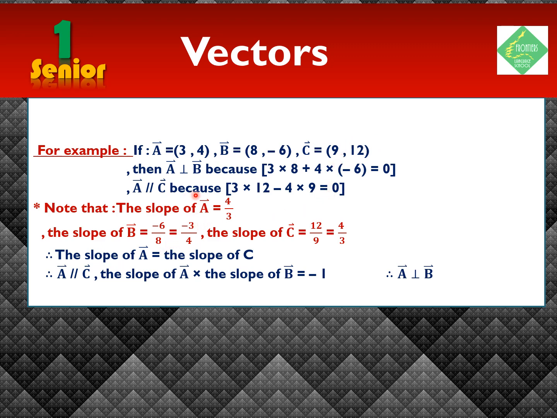Note, to get the slope, divide y by x. Slope of A equals 4 over 3. And the slope of B is negative 6 over 8, which is negative 3 over 4. And the slope of C is 12 over 9, which is 4 over 3. You will find that the slope of A equals the slope of C, so they are parallel. And the slope of A multiplying the slope of B equals negative 1, so they are perpendicular.